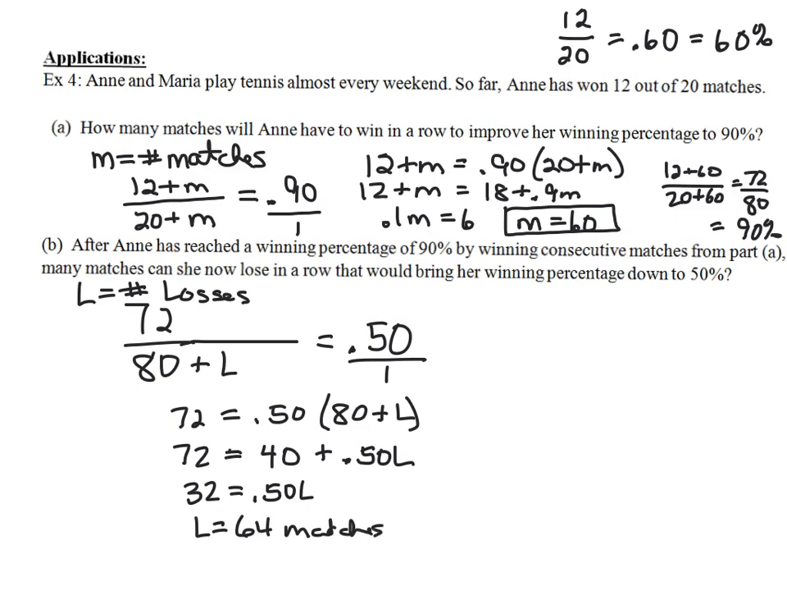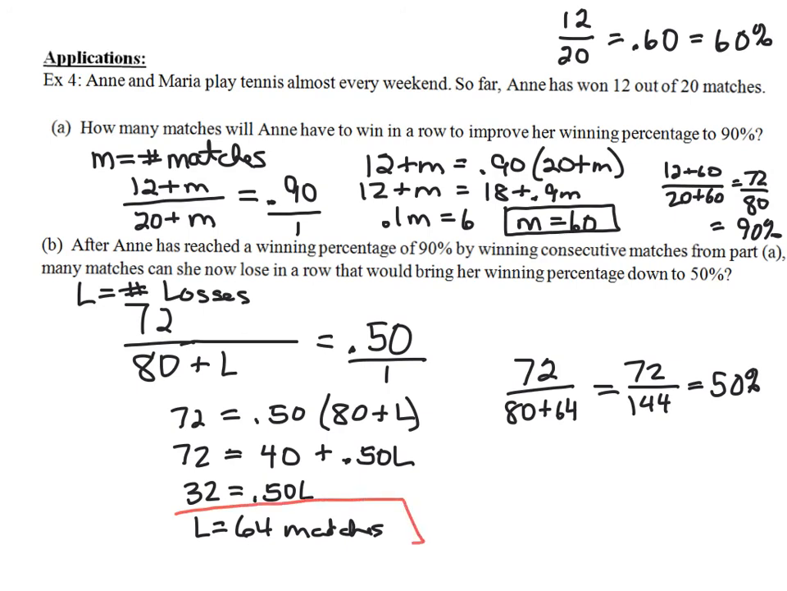So again, let's check this to make sure it's giving us the correct percentage. 72 over 80 plus 64. And again, we're only adding the 64 to the denominator because the top number is wins. And if she's lost 64, she's not winning any extra. So 72 over 144 does give her a winning percentage of 50%. So 64 matches is how many she then had to lose.